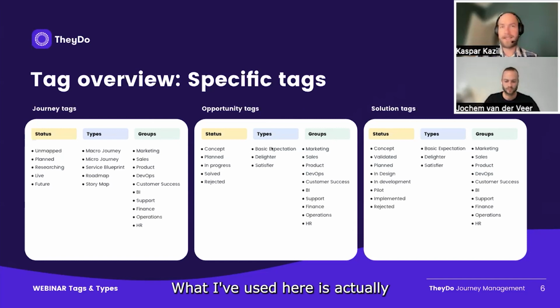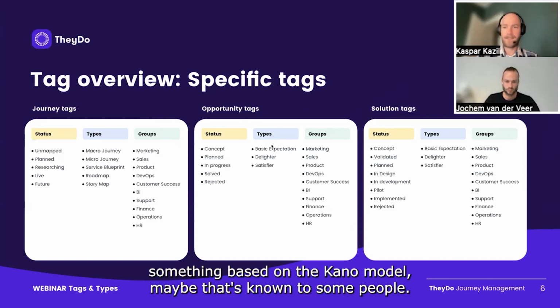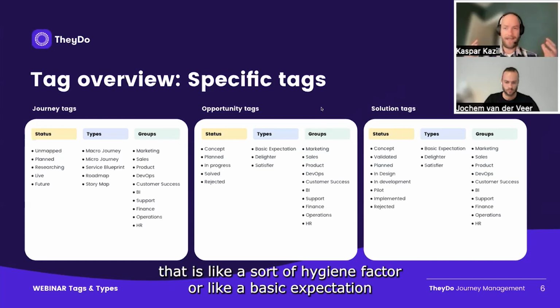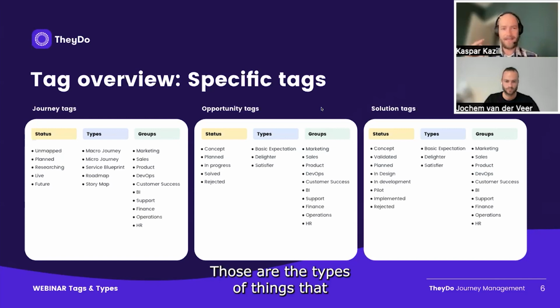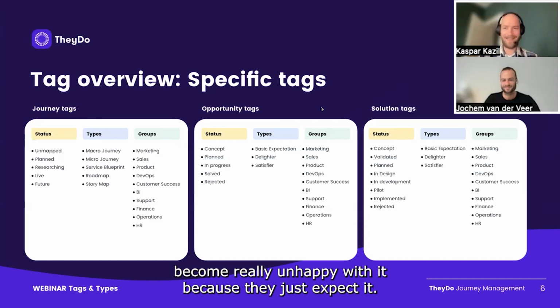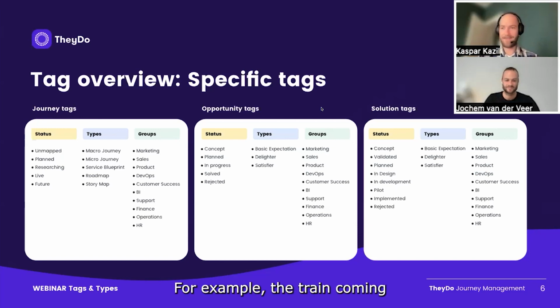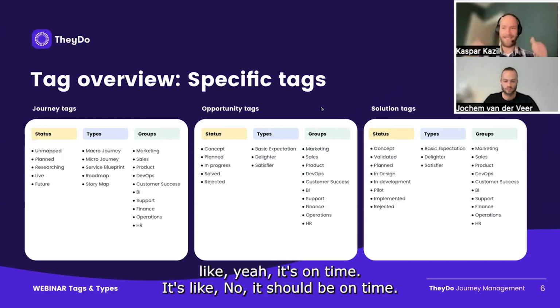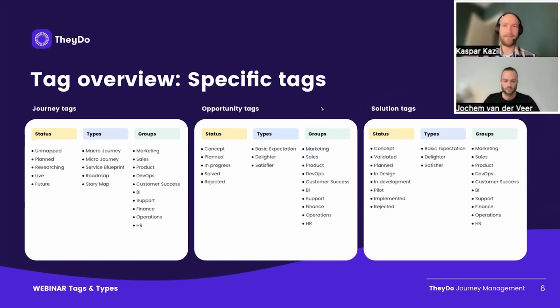is something based on the Kano model. Maybe that's known to some people. Basically you say, for opportunities or solutions, is this something that is a sort of hygiene factor or a basic expectation? Those are the types of things that, if you don't have them in your app or solution, people become really unhappy with it because they just expect it. For example, the train arriving at the station on time. You just expect that. It's not something where you go, yay, it's on time. It's like, no, it should be on time.